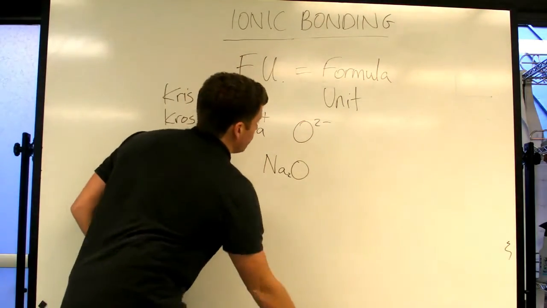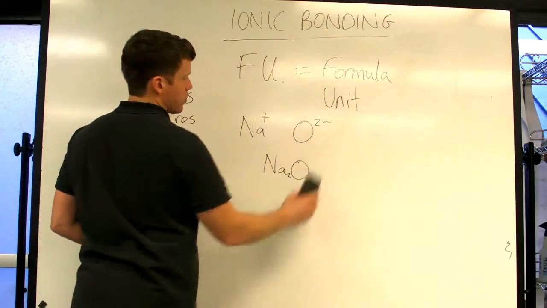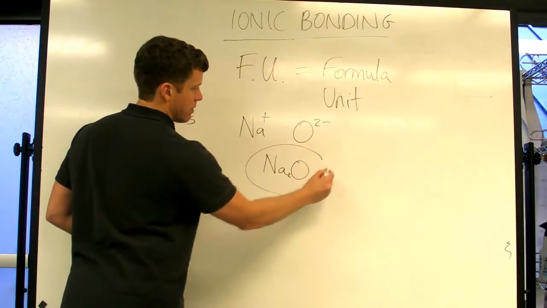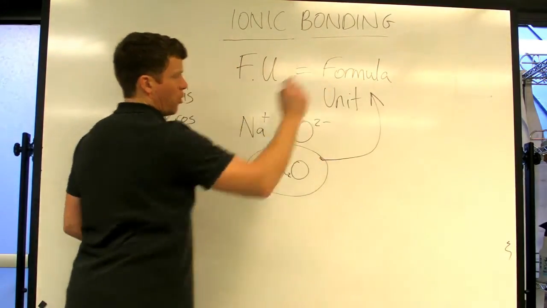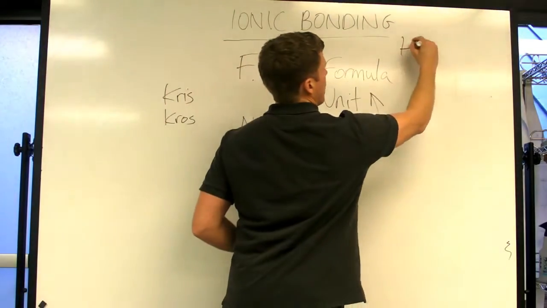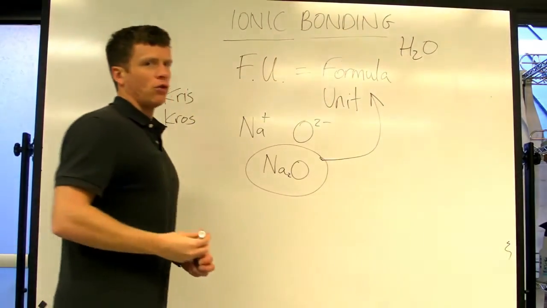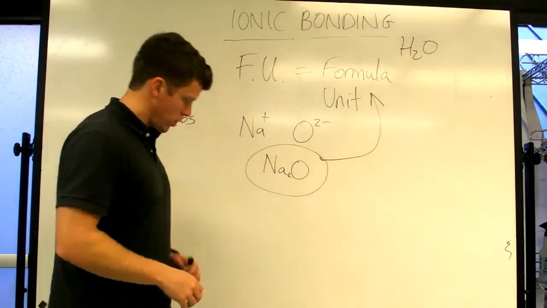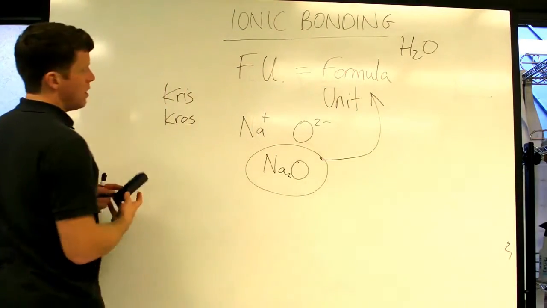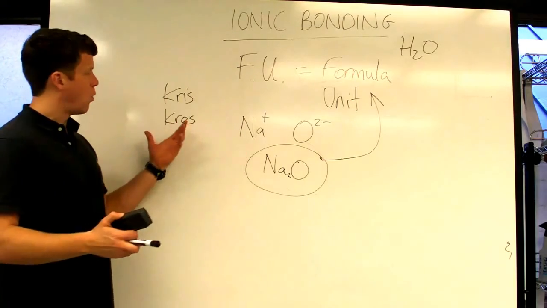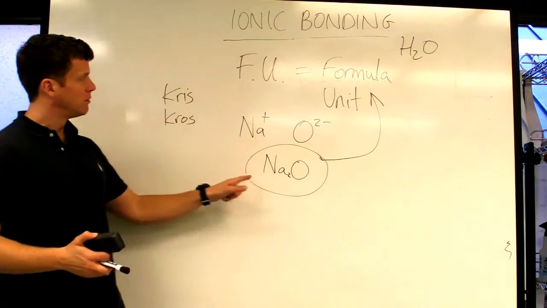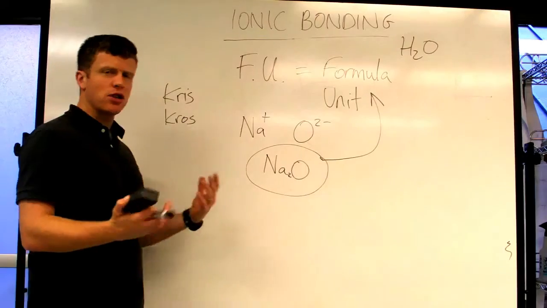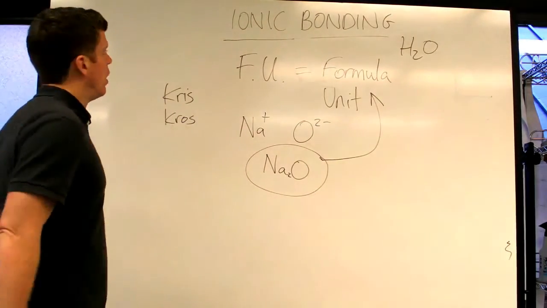Right, so as well as formula units, we describe this as a formula unit. Something like H2O would be a molecule because it's non-metal. And there's a reason why we call it a formula unit, which I'll talk about next. So the big idea with crisscross is that it's one way to figure out the formula. It's not the only way, but it's just a good rule to follow.